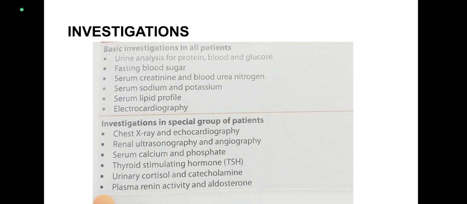Investigation. There are some basic investigations to be done in all patients, which include urine analysis for protein, blood and glucose, fasting blood sugar, serum creatinine and blood urea nitrogen, serum sodium and potassium, serum lipid profile, electrocardiography. Investigations in a special group of patients which are at high risk include chest X-ray and echocardiography, renal ultrasonography and angiography, serum calcium and phosphate, thyroid stimulating hormone, urinary cortisol and catecholamine, plasma renin activity and aldosterone.